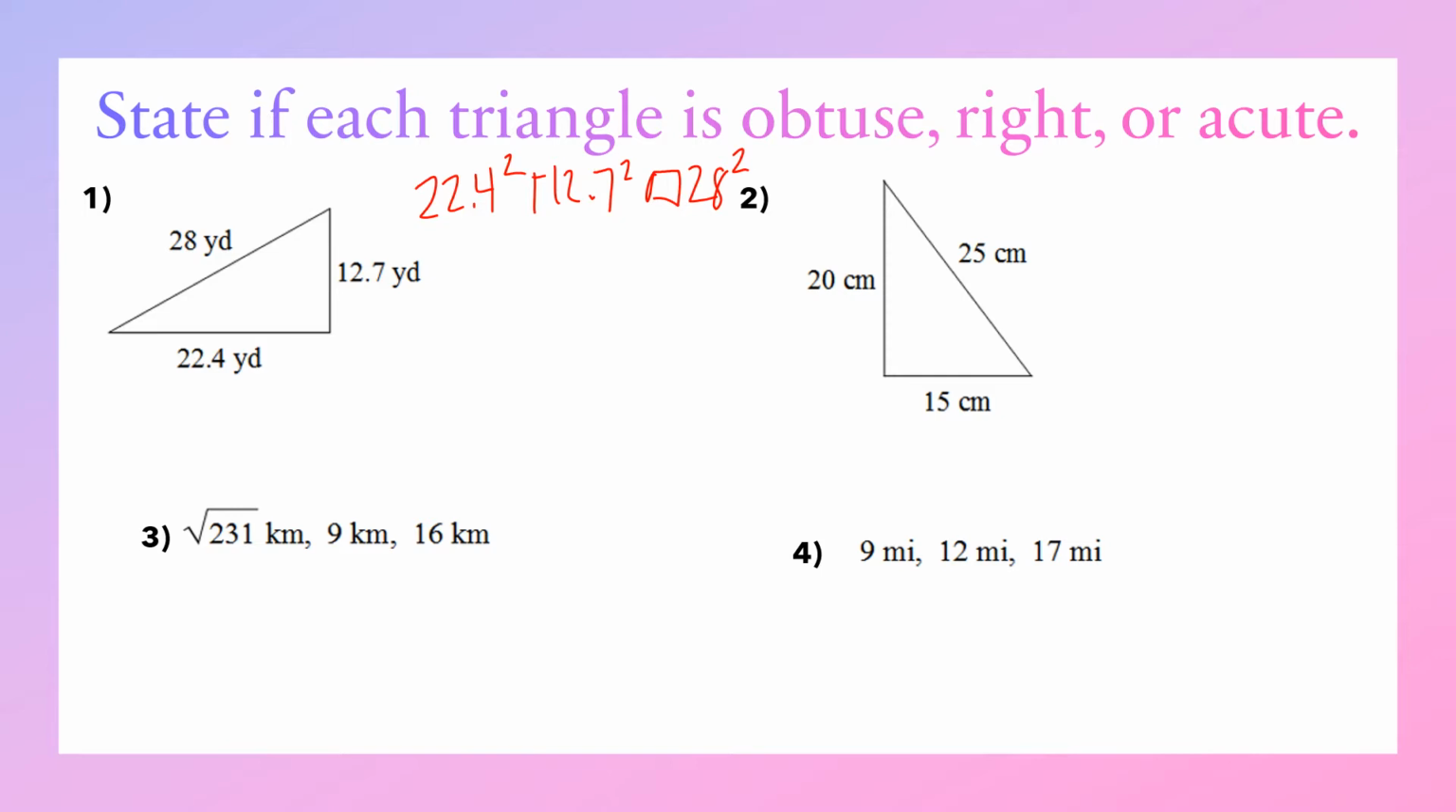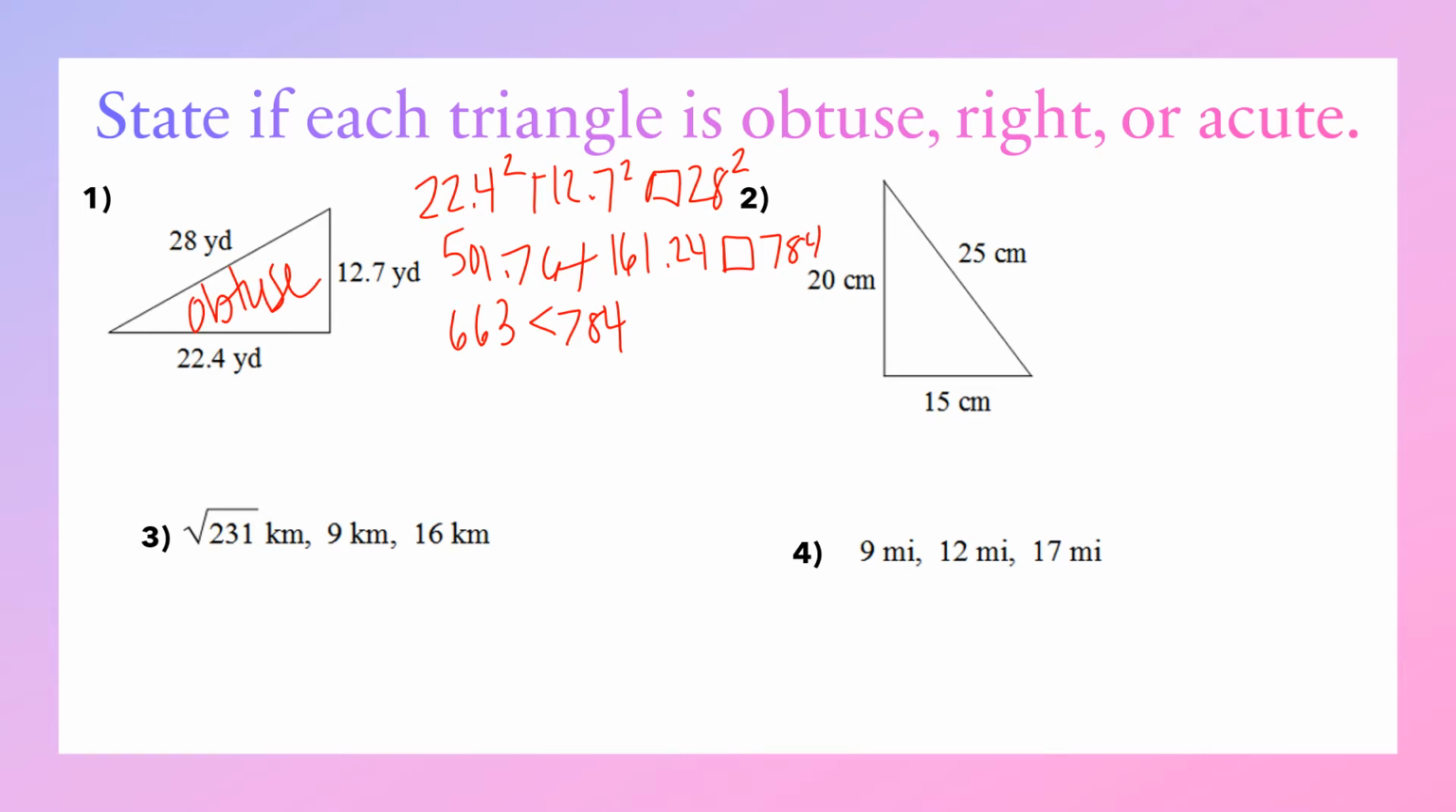So 22.4 squared is 501.76. 12.7 squared is 161.29, and 28 squared is 784. If I add those two together on the left-hand side, I get 663, and 663 is less than 784, which means that this is an obtuse triangle.